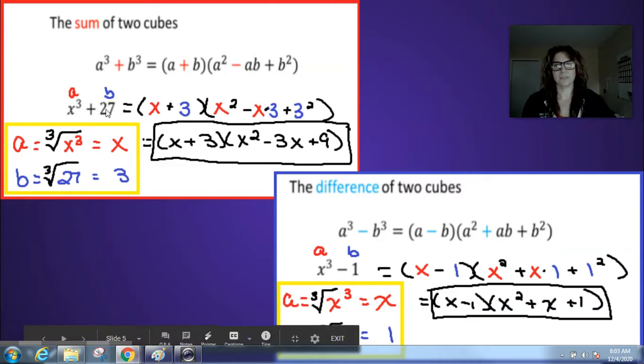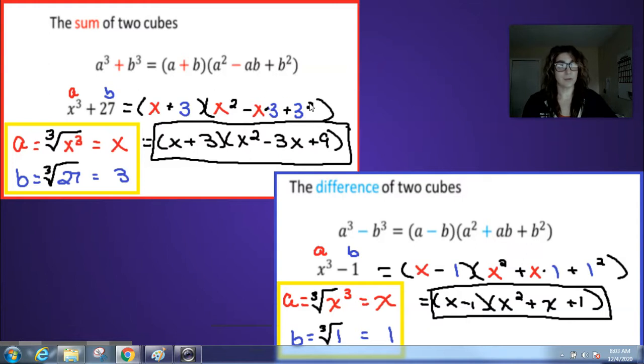X cubed plus 27. Well, the cube root of x cubed is x, so that's my a value. The cube root of 27 is 3. That's my b value. And then I can just fall in place where they belong in this formula. So it's x plus 3, the roots, x squared minus the product of the two, plus your b squared. And then I just cleaned it all up, simplified what I could, and rewrote that x times 3 as 3x.